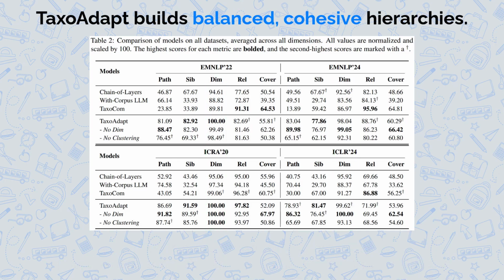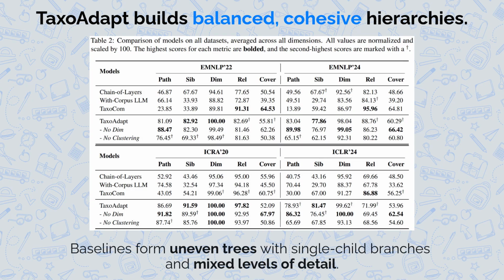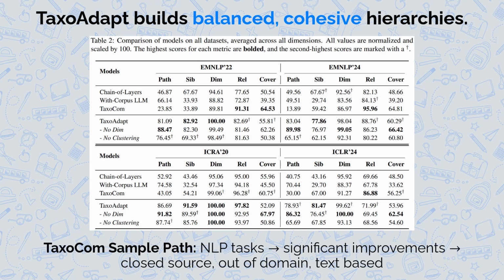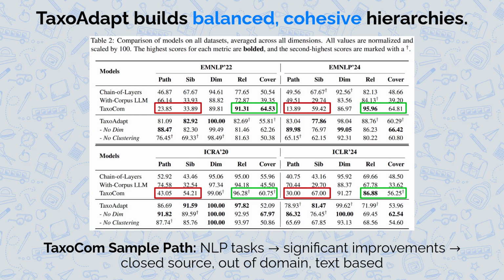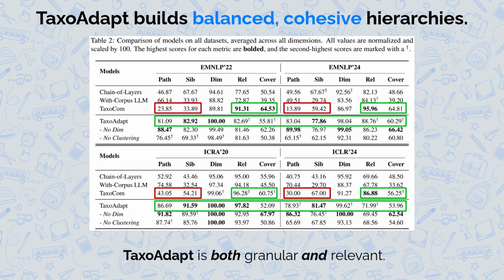TaxoAdapt builds balanced, cohesive hierarchies. Baselines often form uneven trees with single-child branches and mixed levels of granularity. TaxoCom, for example, stays too coarse, leading to its high relevance scores but very poor granularity scores. TaxoAdapt, on the other hand, doesn't sacrifice granularity for coverage and relevance, still preserving the hierarchical relationships between the topics of the taxonomy, with cohesive sets of children for each non-leaf node.